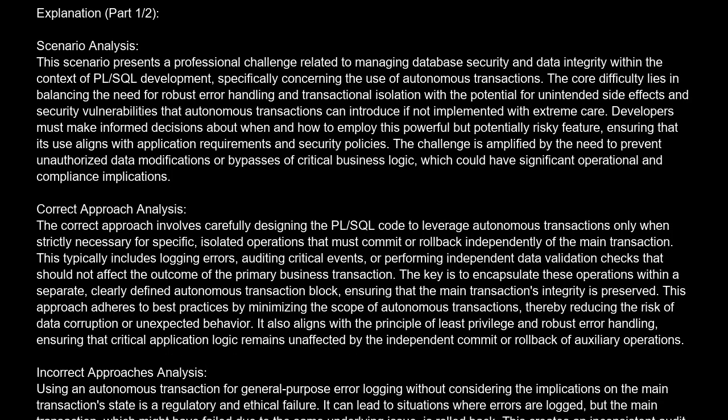The correct answer is C. Implement the exception logging within a clearly defined autonomous transaction, ensuring it commits independently of the main reporting transaction.